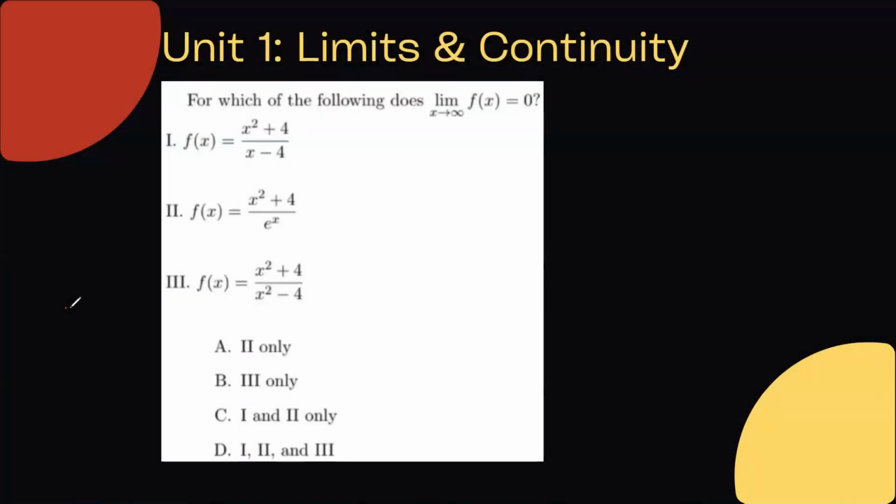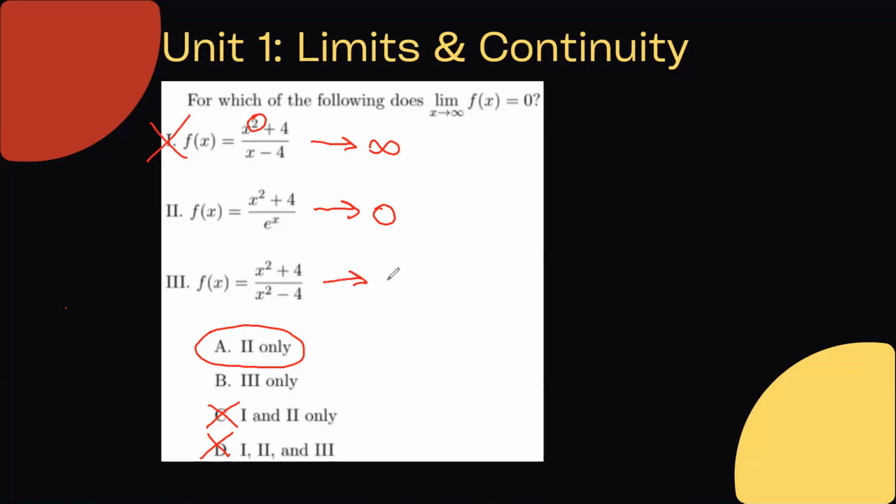For which of the following does the limit as x approaches infinity equal 0? Well, this one, the limit is going to approach infinity because the degree of the numerator is greater. So it's not that one, which we can immediately eliminate choices C and D. Number 2, as x approaches infinity, this expression would approach 0 because e to the x always grows faster eventually as x approaches infinity than any polynomial function. It's probably going to be 2 only, but we'll want to check just to make sure to eliminate 3.